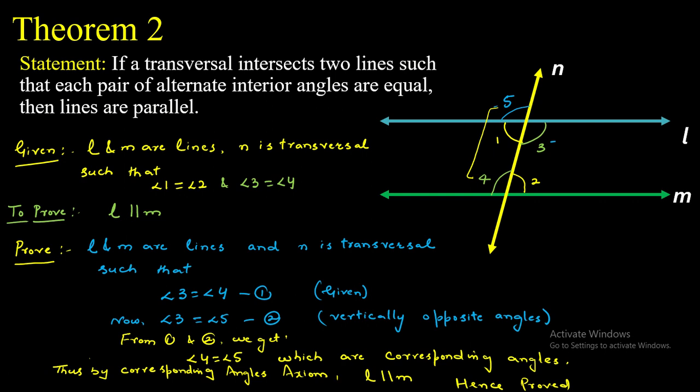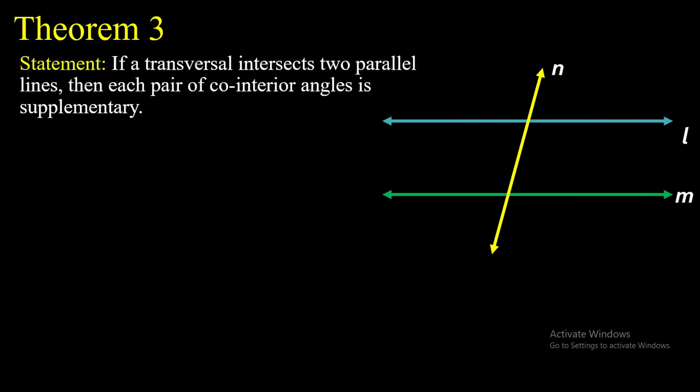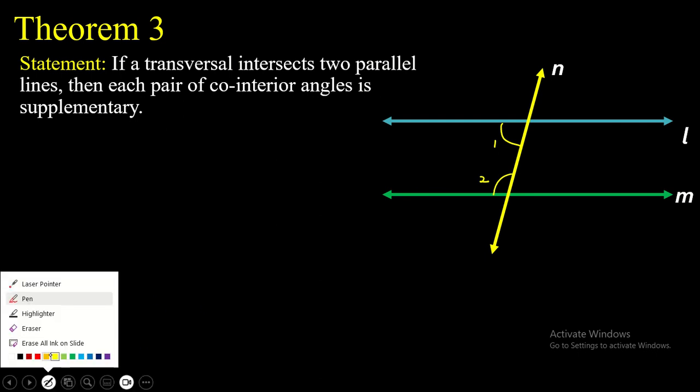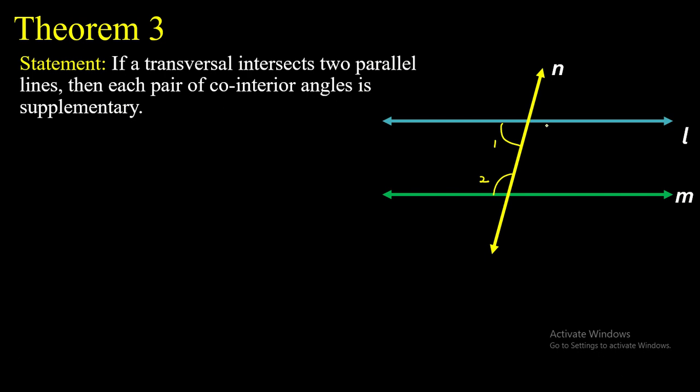So we proved these two statements. Now we have one more statement that is related to co-interior angles, and it's again in the form of a theorem, which says if a transversal intersects two parallel lines, then each pair of co-interior angles is supplementary. That means this time we have to prove that co-interior angles are supplementary. So it means we have to prove angle 1 plus angle 2 is 180. Similarly, we have to prove that angle 3 plus angle 4 is 180.